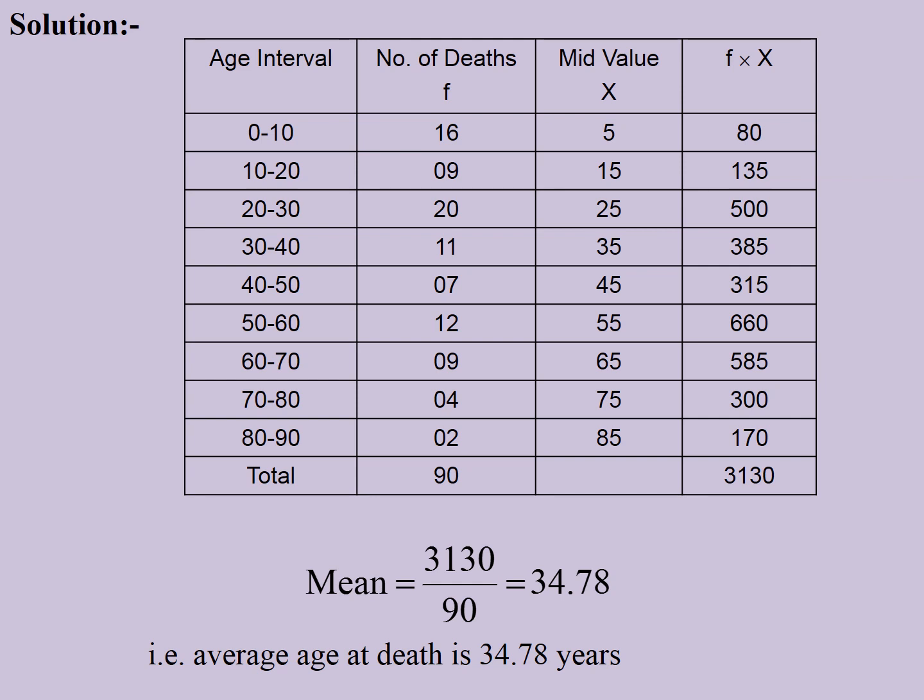I again request you to go into the details of the formula that I mentioned in the previous slide for the continuous frequency distribution, where the numerator is summation of f into x, here 3130, divided by n. N stands for summation of f, here 90, that is the summation of the number of deaths in each age interval, and your mean is 34.78. So the average age at death is 34.78 years. Hopefully you have understood this.